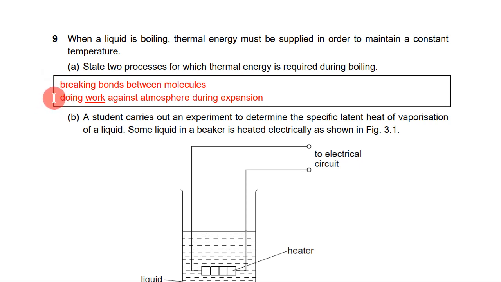The second thing that the heat does is it needs to do work against the atmosphere during expansion. Because when liquid changes to gas, there's a big increase in volume, and this big increase in volume doesn't take place in a vacuum, it takes place in the atmosphere. So the liquid must do some work to expand against the external atmospheric pressure. To do work against the atmospheric pressure, you need energy. That's what the heat is used for, to provide the liquid with energy to do work against the expansion. So there are two things happening during boiling: one is to break the bonds between molecules, and the other is to do work against the atmosphere during the expansion.